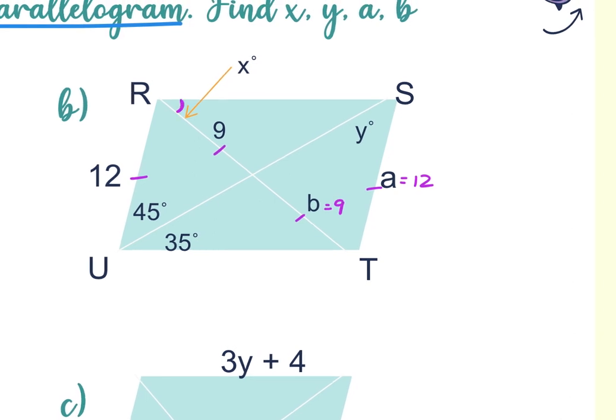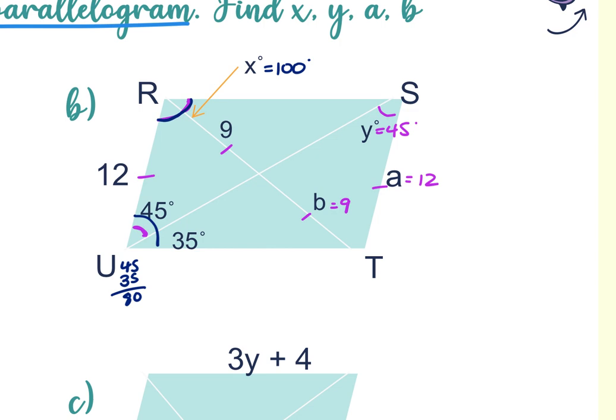X is this angle here. Y is this angle here. So Y and 45 are alternate interior, which means those would be congruent. Sorry, X is this whole angle here. And that angle with this angle would be supplementary. So if I add the 45 and the 35, I get 80, which means X, that whole angle there, is 100 degrees.